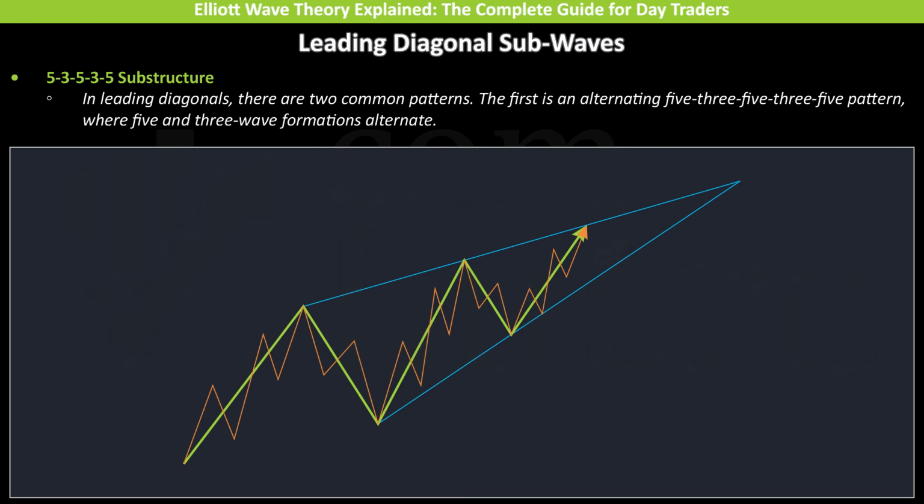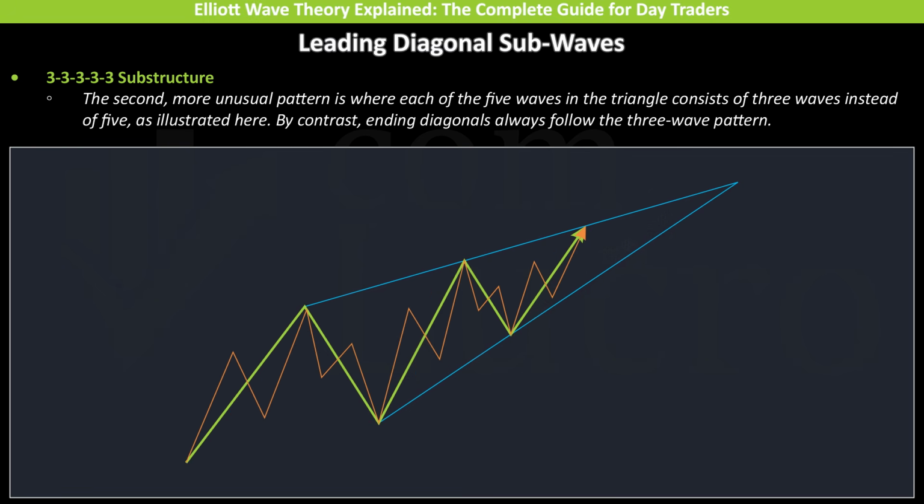Now, both types are built from 5 waves, but they don't subdivide the same way. Leading diagonals come in 2 versions. The classic one alternates, 5, 3, 5, 3, 5. The second, less common, replaces every one of those with a 3, so all 5 waves subdivide into 3s. Ending diagonals only ever take that second form, 5 waves, each one a 3.